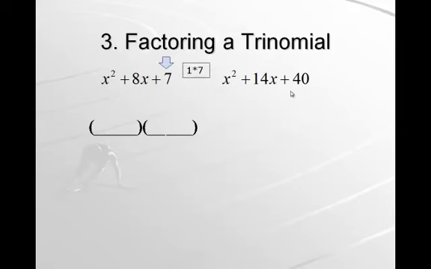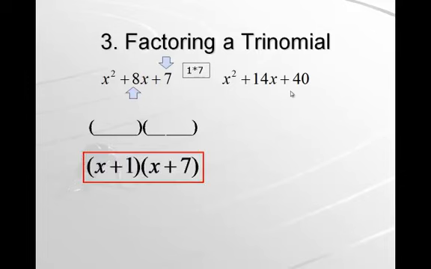Now we focus in on your middle number, which is an 8. Do 1 and 7 add up to 8? Yes, they do, so those are our factors, x plus 1 and x plus 7. Trinomials are always going to factor into this double parentheses kind of look. Alright, look at the next problem.